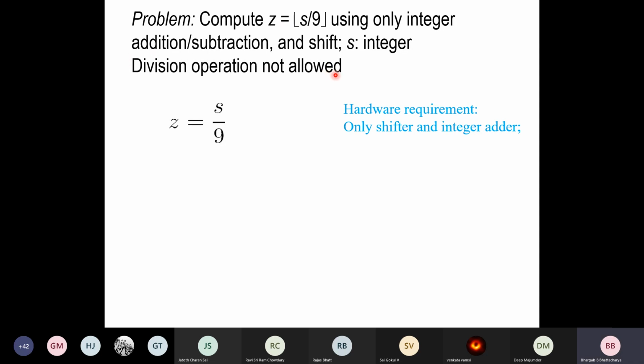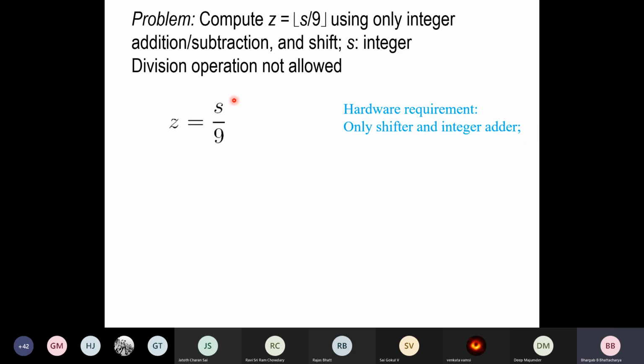It means that suppose I want to implement this in hardware, so I supply only a mechanism for shifting and an integer adder, and I want to compute S by 9. How would I do it? Whatever knowledge you have in computer arithmetic and your instruction set, just tell me how I want to design a hardware for implementing this using a shifter and an integer adder.